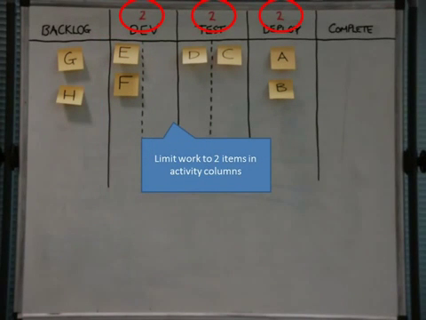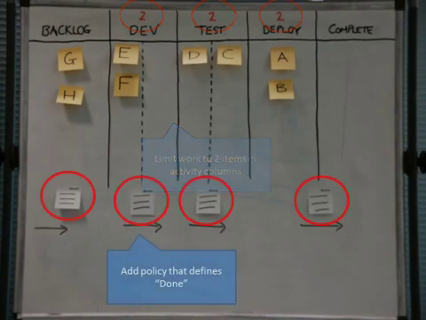So what we'll do to stop that batching happening, we'll put explicit policy, a work in progress limit there of 2 work items per activity. So 2 development activities, 2 test activities, 2 deploy activities. We'll limit that explicitly. We'll put a policy in place here with sticky notes that says what done means.